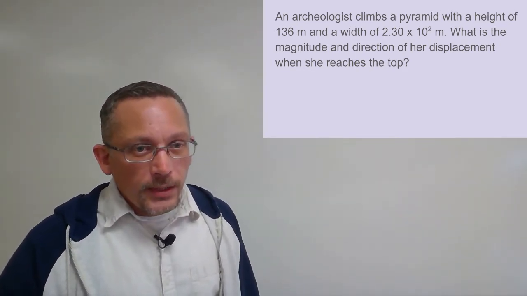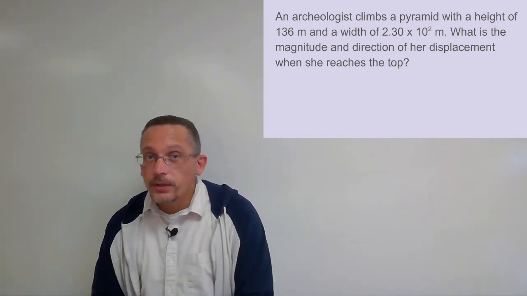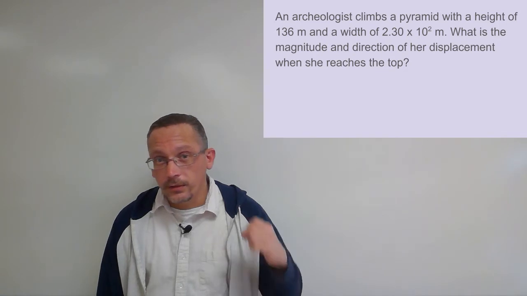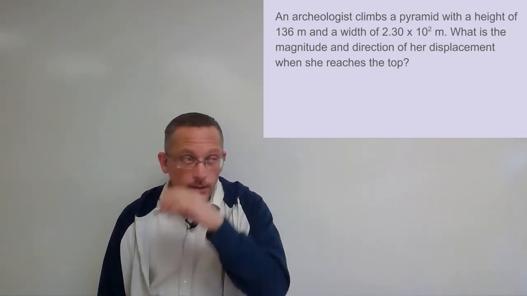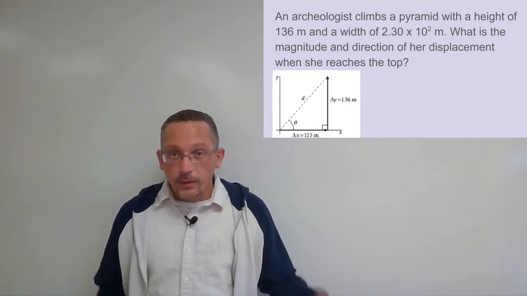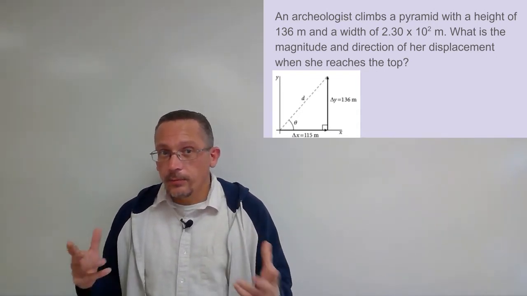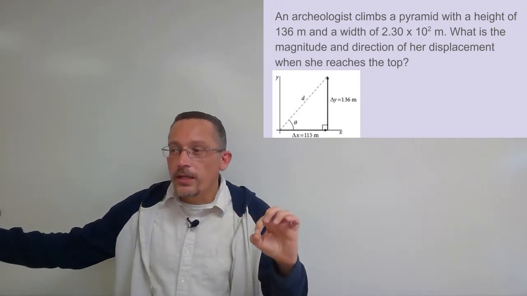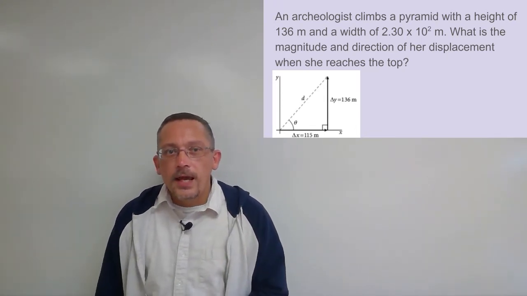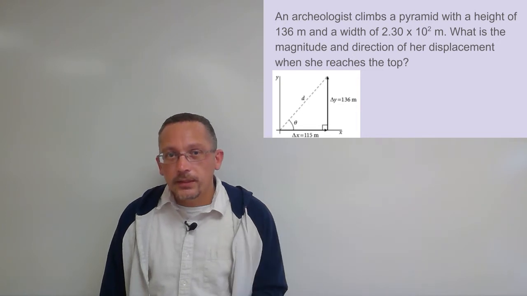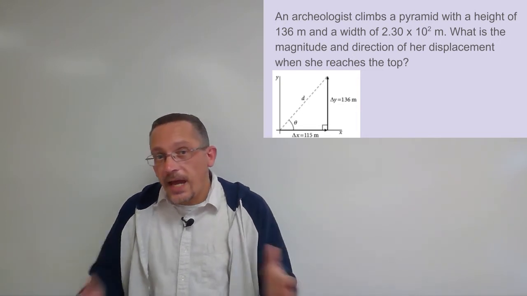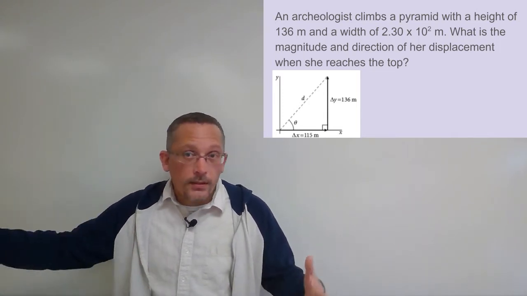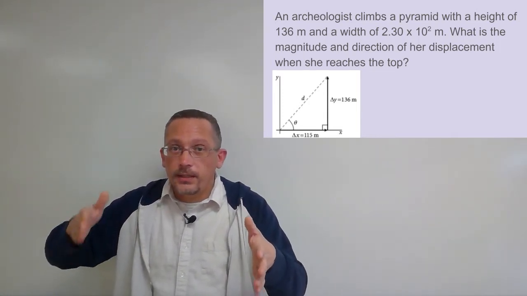Okay, probably a good strategy for approaching this problem and any problem involving vectors is to draw a little picture to help us out to start with. So hopefully a little picture right here will help us understand what's going on in the problem. So the first vector represents her displacement in the horizontal direction, in the x direction. And the top of the pyramid is only halfway across the width of the pyramid. So, it gives the width of the pyramid as 2.30 times 10 to the second meters.